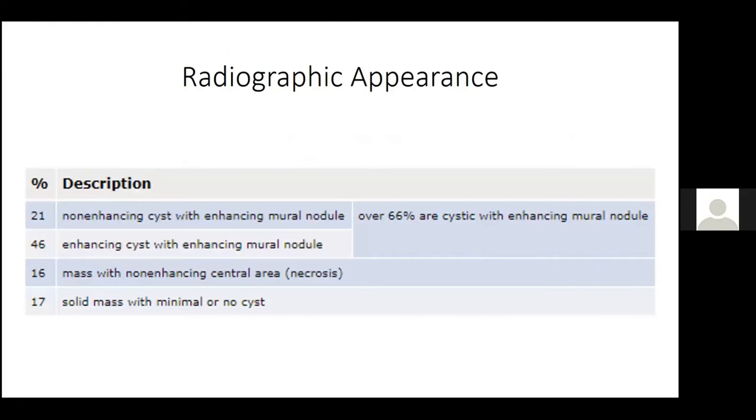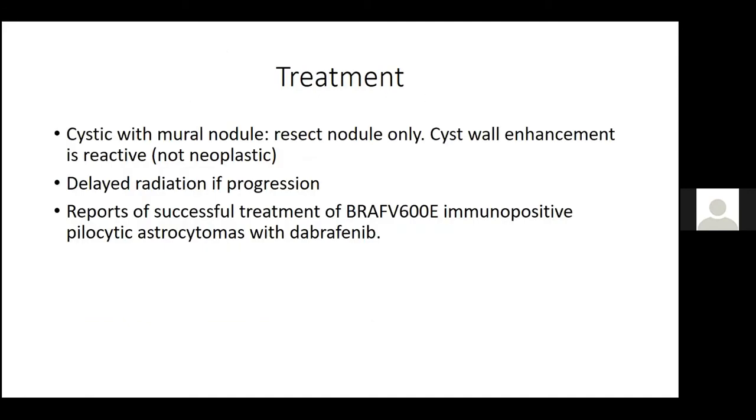tumors. Radiographic appearance, as I mentioned, a lot of the plurality have enhancing cysts with enhancing mural nodules, but they don't have to. They can also have a solid mass with minimal or no cyst. And then treatments. So if they're cystic with a mural nodule, you want to resect the nodule only. The cyst wall is not neoplastic. If it enhances, it's from inflammatory changes, not from a neoplastic process.